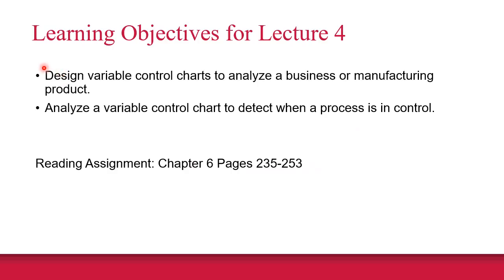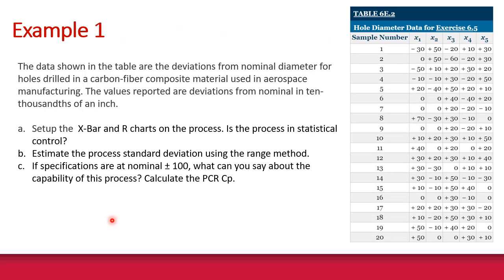The learning objectives for Lecture 4 are to design variable control charts to analyze a business or manufacturing product, and analyze a variable control chart to detect when a process is in control. The reading assignment is Chapter 6, pages 235 to 253. So let's take a look at our problem.